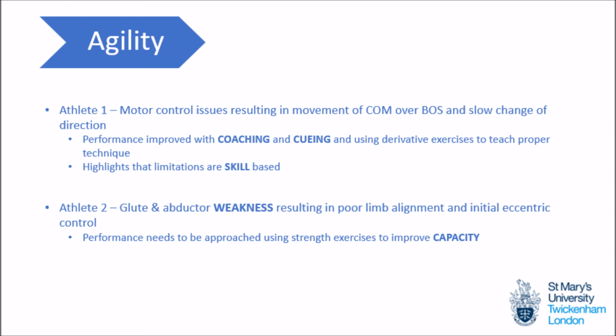Regarding our agility drill, our first athlete had poor performance, which is again improved with derivative exercises, highlighting skill-based issues, while weakness in athlete 2 needs to be addressed with corrective exercises, showing that she has capacity-based limitations.